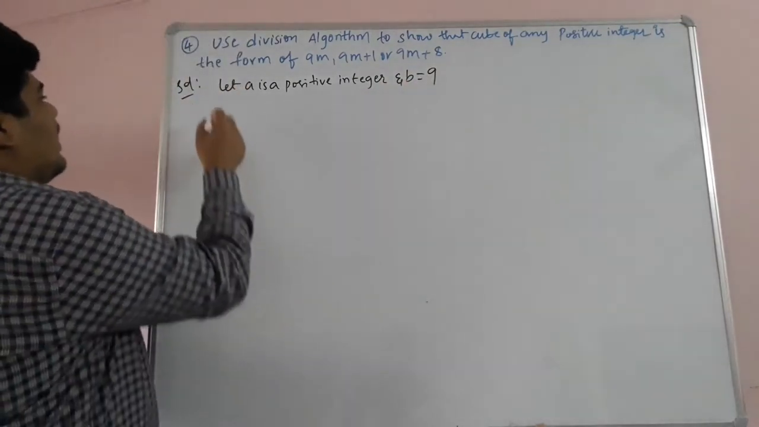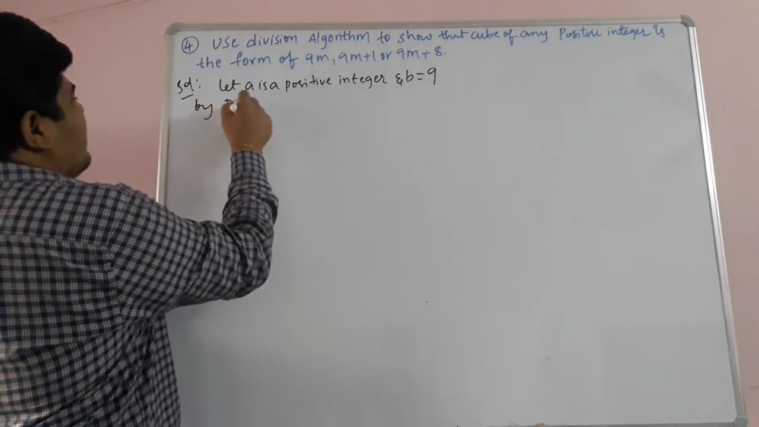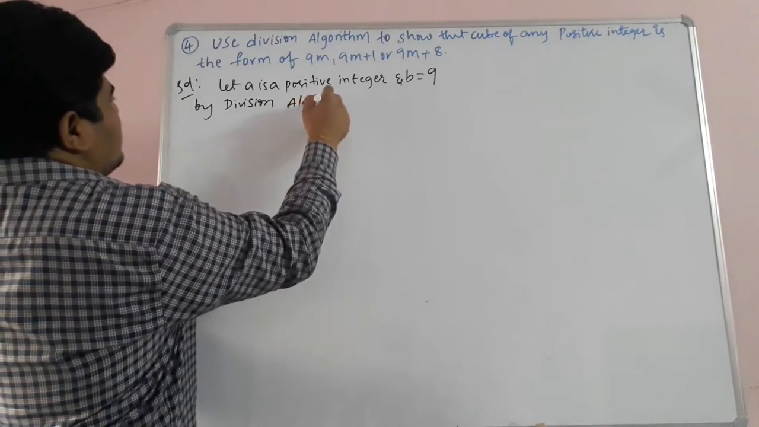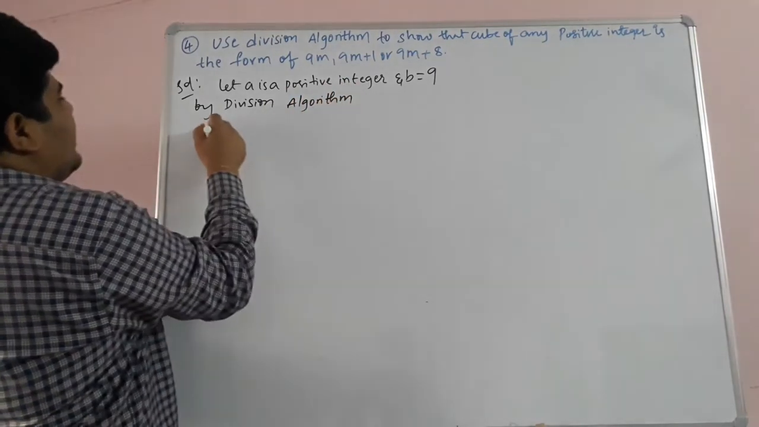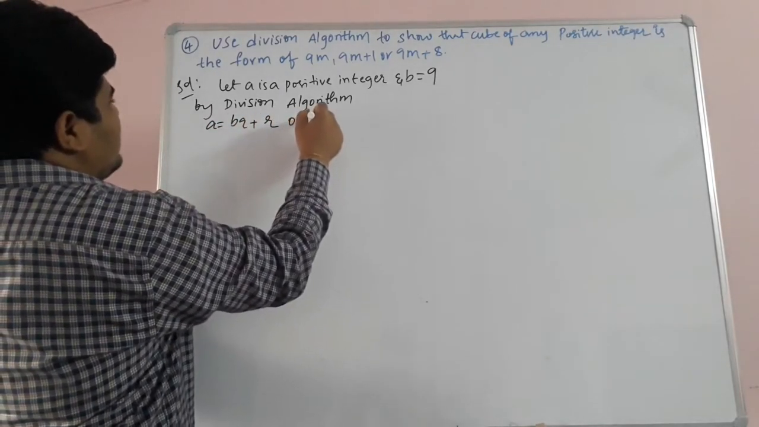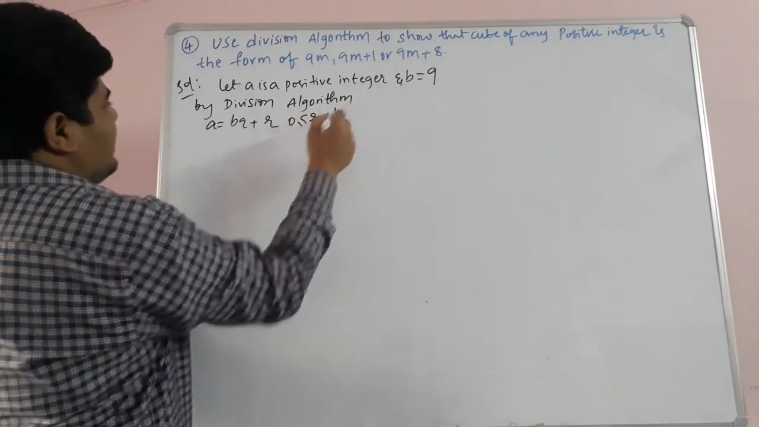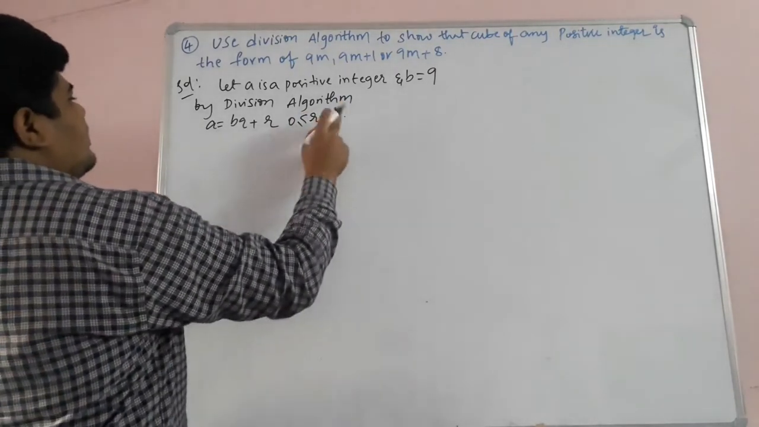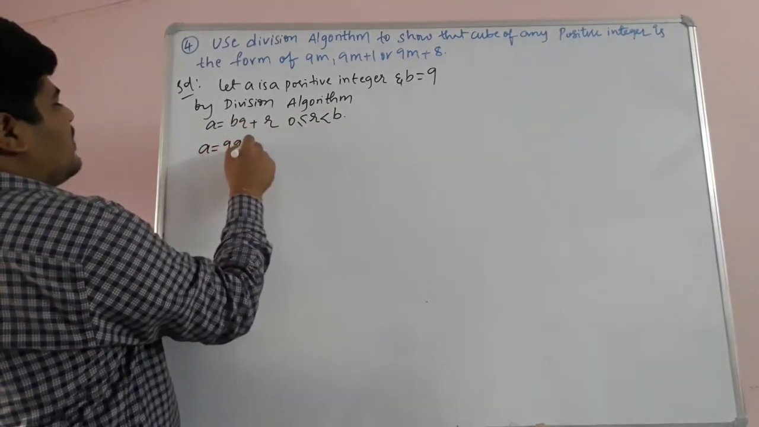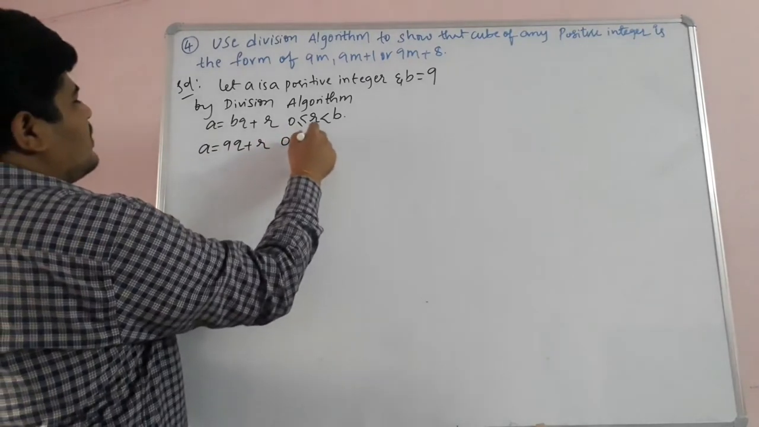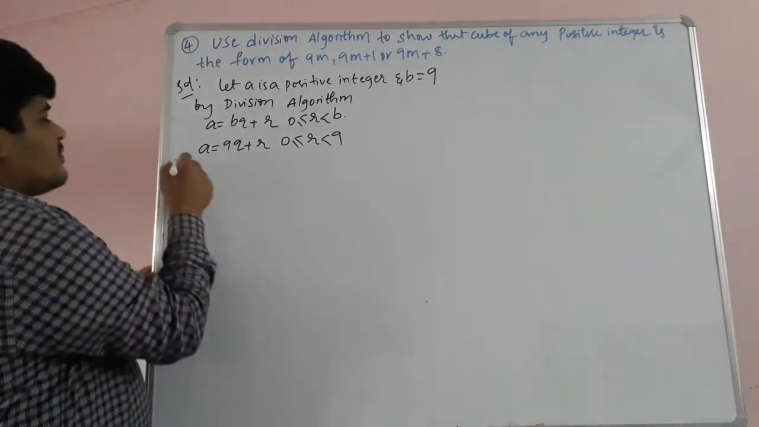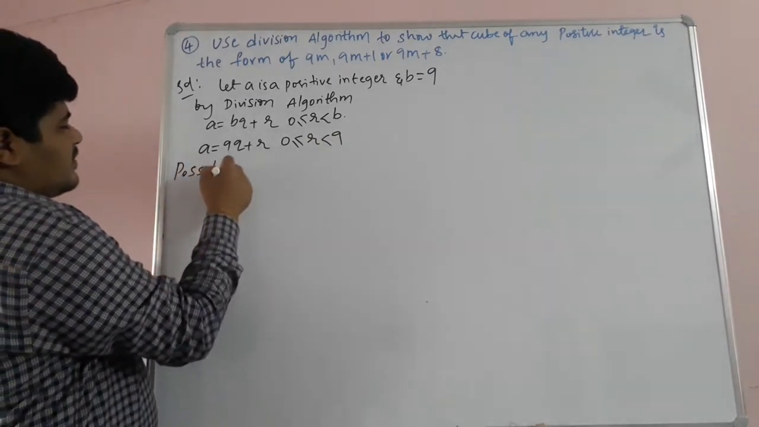So whatever the multiple of m, that we have to take as b. b is equal to 9. Now by division algorithm, we can write a is equal to bq plus r, where 0 is less than or equal to r is less than b. So remainder must be less than divisor. So here b is equal to 9, so a is equal to 9q plus r, 0 is less than or equal to r is less than 9. So children, what are the possible remainders?